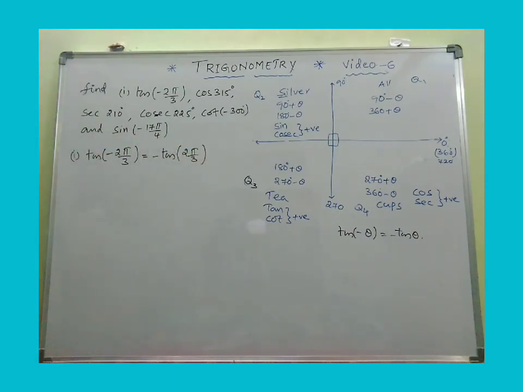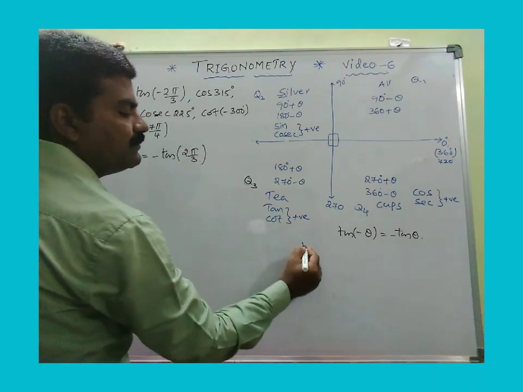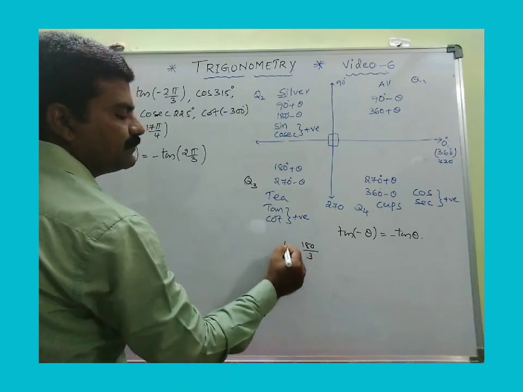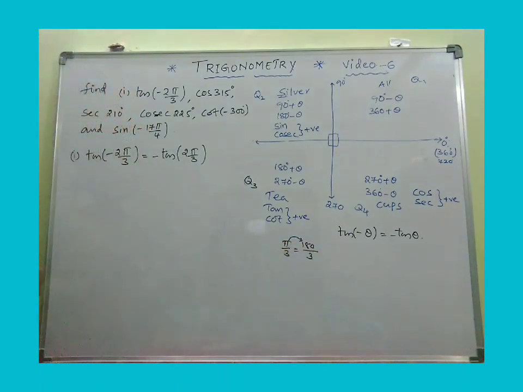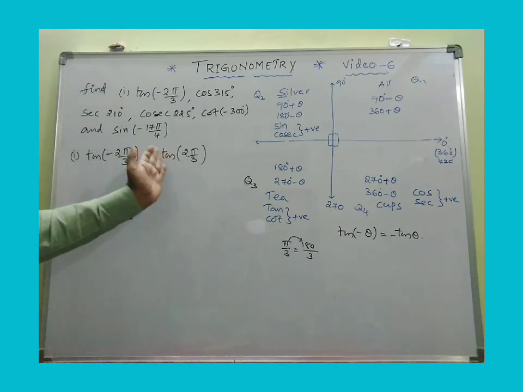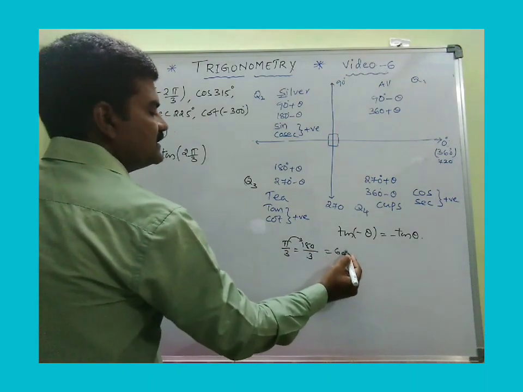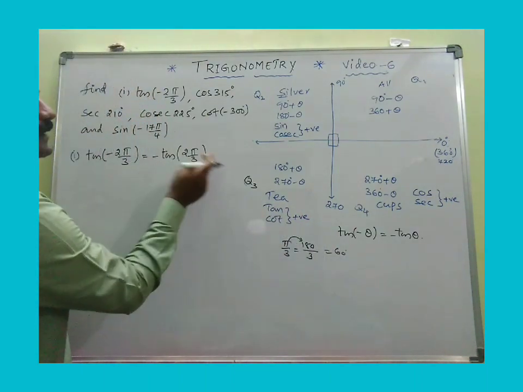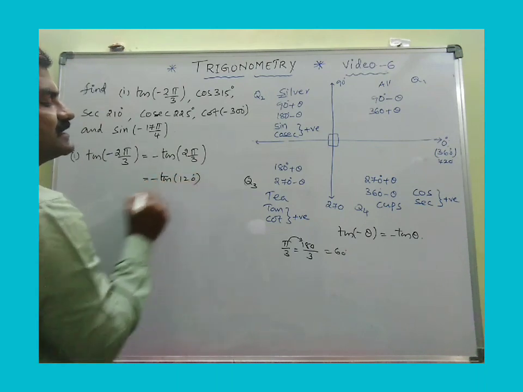Now, 2 pi by 3 is 120 degrees, no? Pi by 3 is nothing but 60. See, pi by 3: changing radians into degrees, pi means 180, so 180 by 3, which is nothing but 60 degrees. But here it is 2 into pi by 3. Hence this is minus tan of 120 degrees.